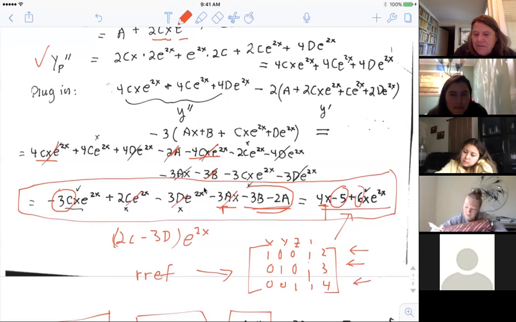Yeah. So the only thing I'm seeing that cancels out completely is the 4cx e to the 2x and the negative 4cx. And you're right. That's really all that it does. And that negative 2c e to the 2x, that's where I'm losing it. I don't know what happened.